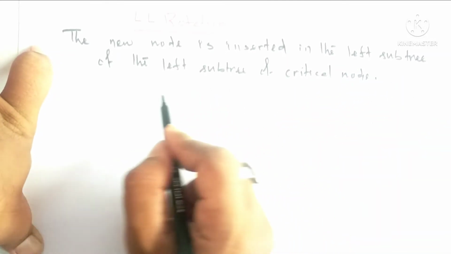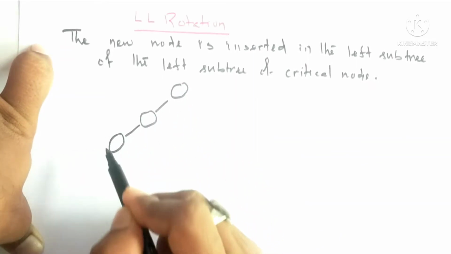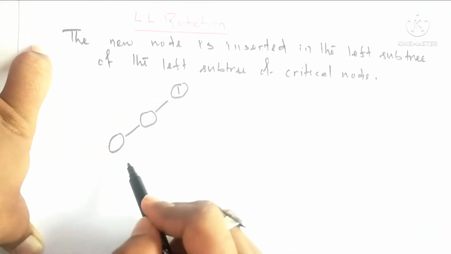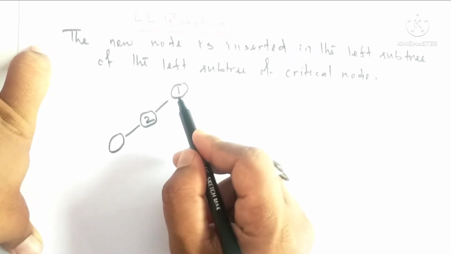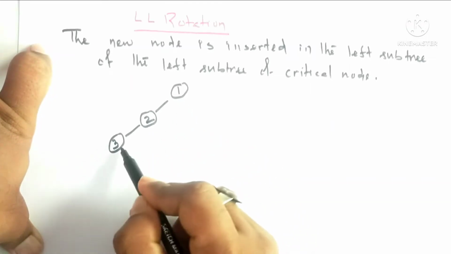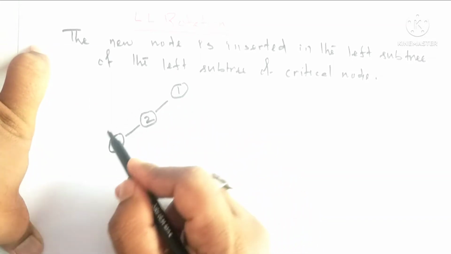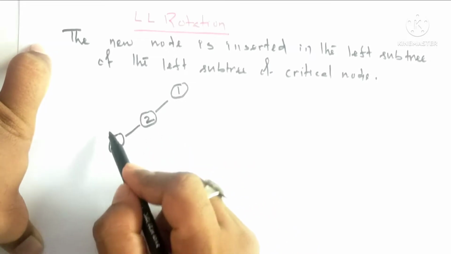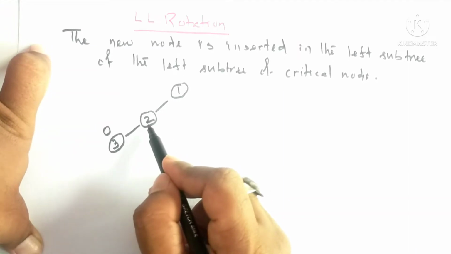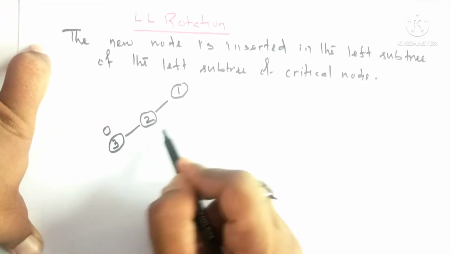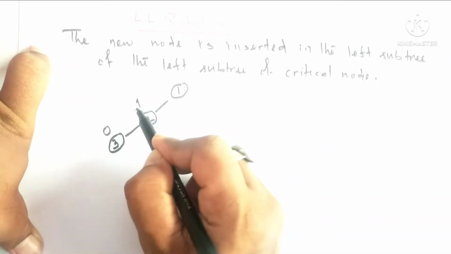That means, suppose I have 3 nodes. Just think about it: this is the first node, the second node is inserted at the left side of the first node, and the new node 3 is also inserted in the left subtree. Now find the balance factor. The balance factor of node number 3 is 0 because there is no left subtree and no right subtree. What is the balance factor of node number 2? The left subtree height is 1, there is no right subtree so 0. So 1 minus 0 is 1.